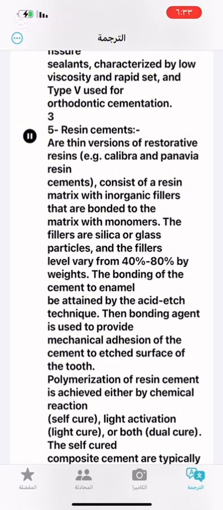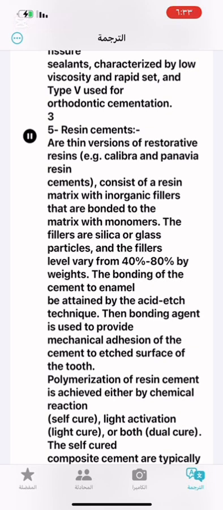Type III glass ionomer cements are the lining cements. Type IV are fissure sealants, characterized by low viscosity and rapid set, and Type V used for orthodontic cementation.